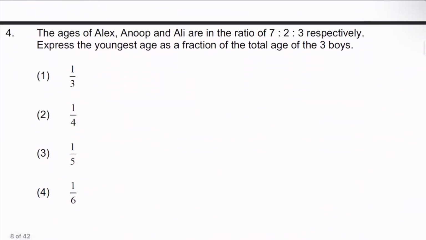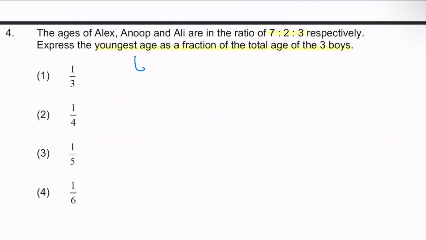The ages of Alex, Anup, and Ali are in the ratio of 7:2:3, respectively. What does "respectively" mean? It means that Alex is 7, Anup is 2, Ali is 3. Okay, express the youngest age as a fraction of the total age of the boys.